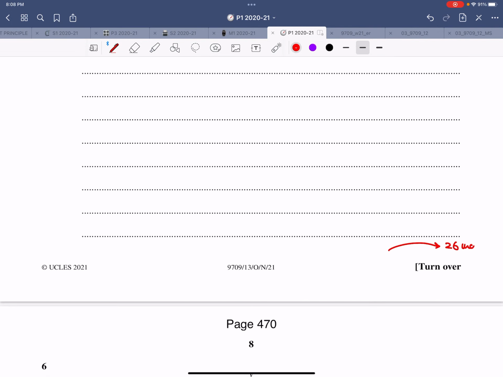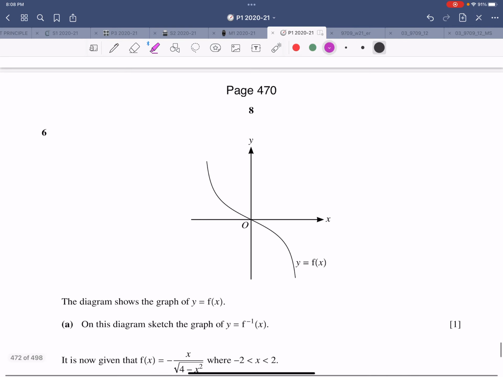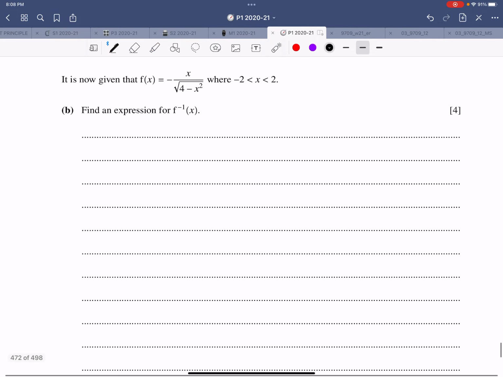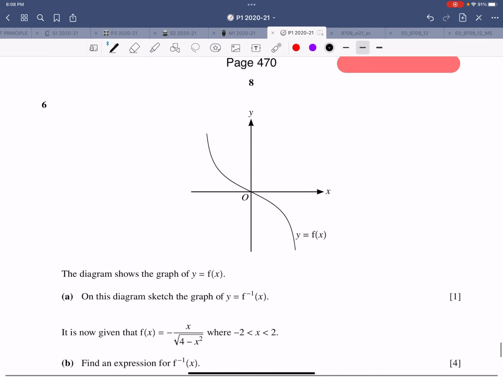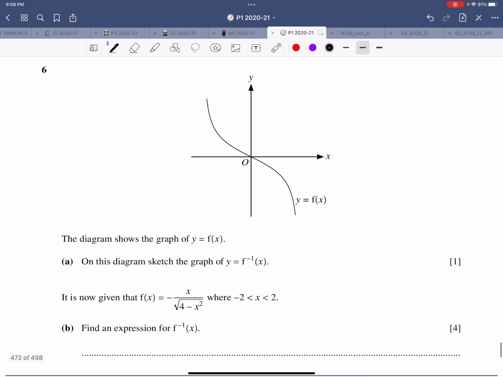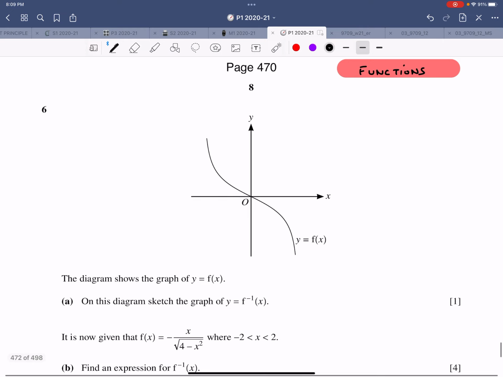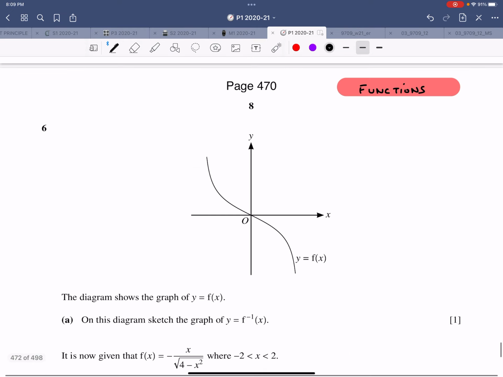Now let's look at question number 6. Question number 6, what does it say? It looks like a question of functions. So let's solve this thing. Now it's a strange function that they have given, a graph of y equals negative x cubed. On this diagram, sketch the graph of f inverse x. I think that's too easy.